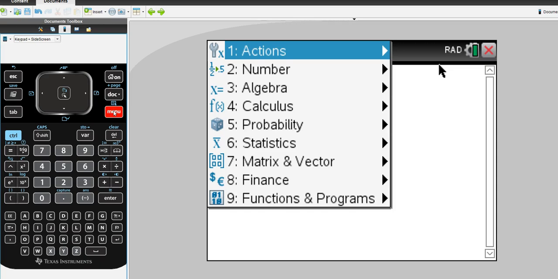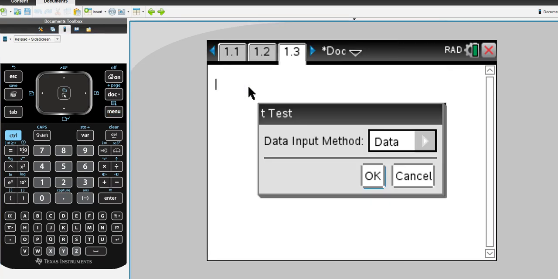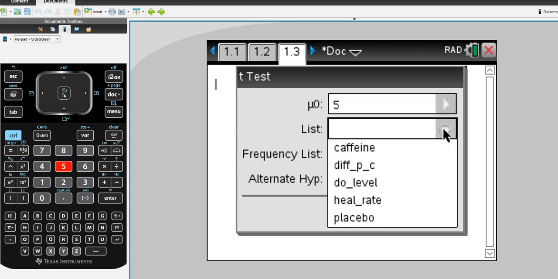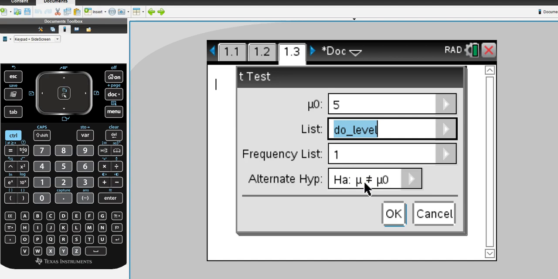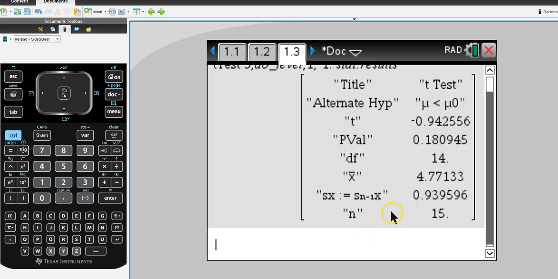So menu, statistics, stat tests, and a t-test. Now I've got data in a list, so my input method would be data. And my null hypothesis value is 5, and the list that my data is in. And then my alternate hypothesis is a less than hypothesis here.